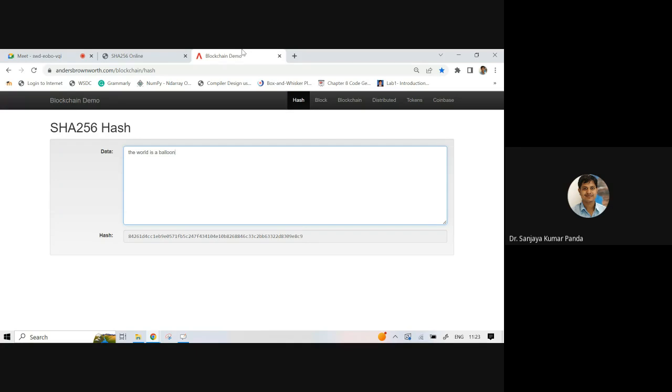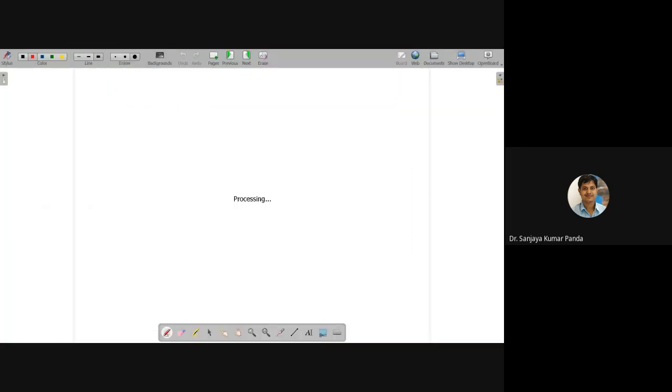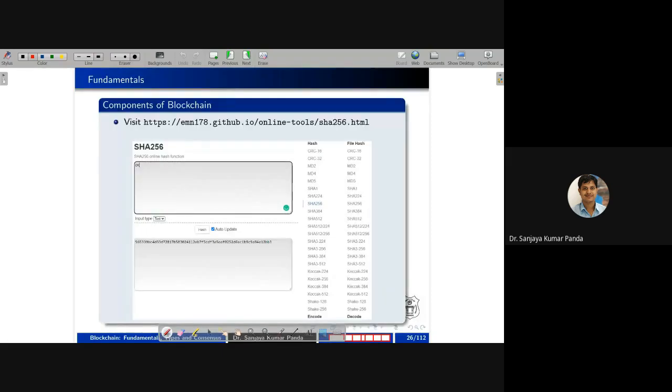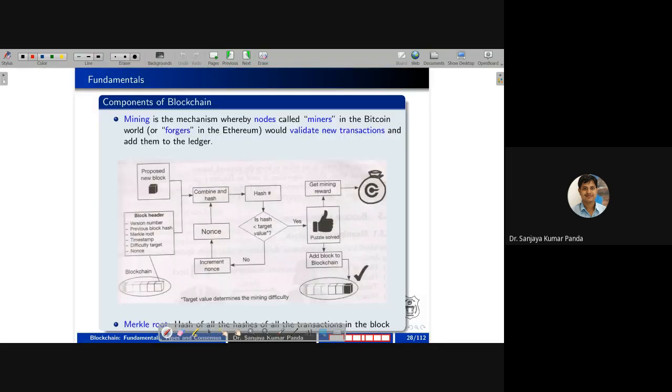Okay, there is another important component that we will discuss here. You can visit this website to get this one. There is another important component in the blockchain that is called mining. Mining is the mechanism where the nodes, which we call miners in the Bitcoin world, or forgers in Ethereum, validate new transactions and add them into the ledger.